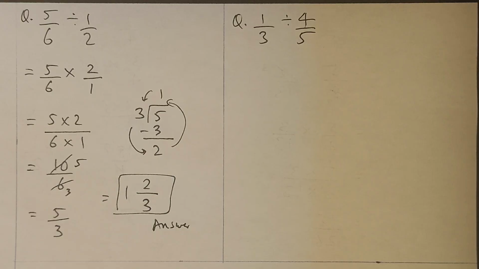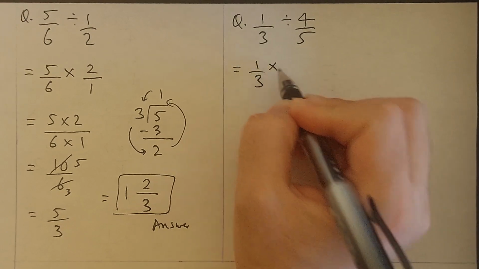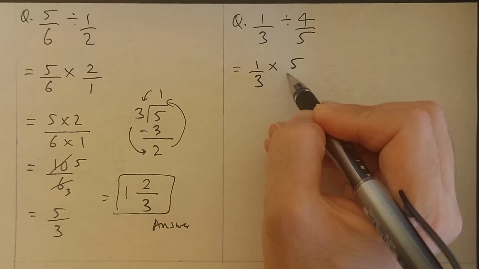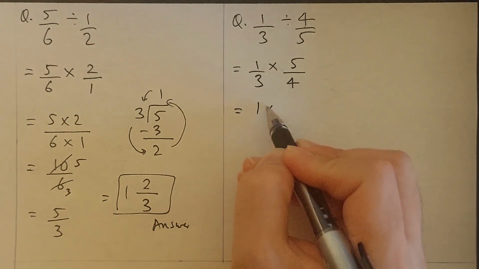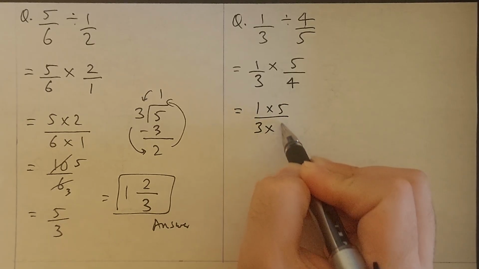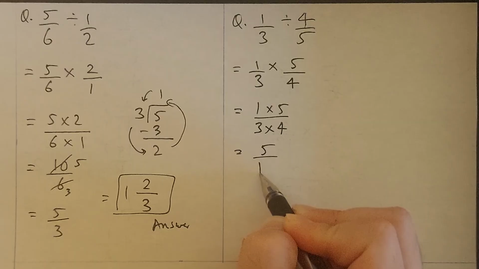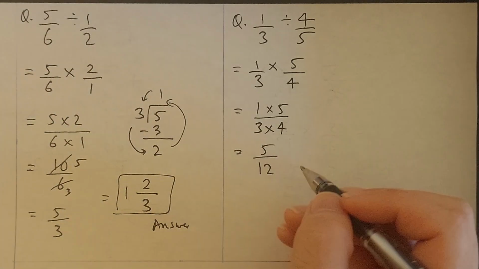The last question we have is 1 by 3 divided by 4 by 5. Again, we convert this division symbol to a multiplication symbol, and the fraction after it, its numerator and denominator switch positions. And then we simply multiply the numerators together and the denominators together, and we get 5 by 12. And because they don't have any number by which we can divide both of these to simplify them further, this is our answer.